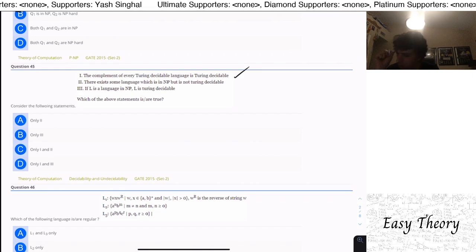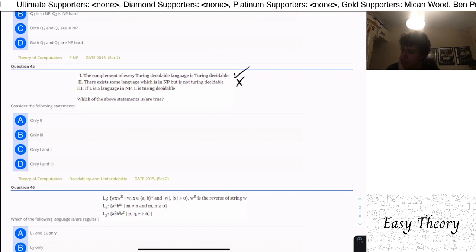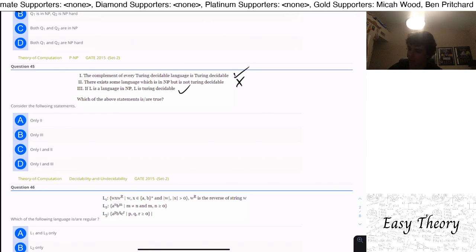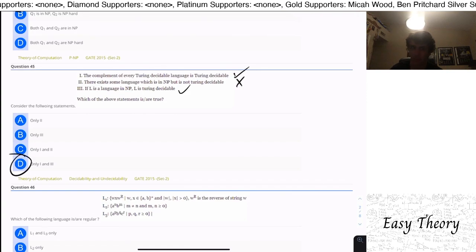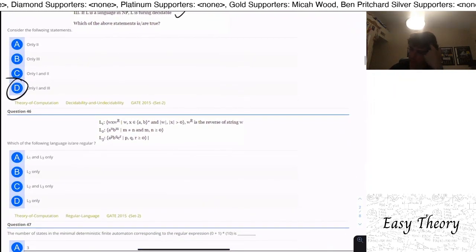The complement of every decidable language is decidable. Which of these is true? So 1 is true. There exists some language in NP which is not Turing decidable. Note that's not true because we can simulate all of them in a finite amount of time. If L is in NP, it is decidable. Yep, so it's 1 and 3. So it's D. Okay. Which of these are regular?